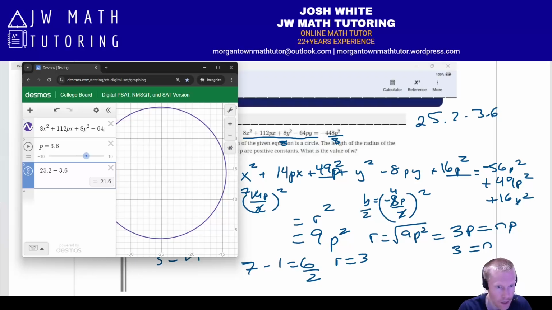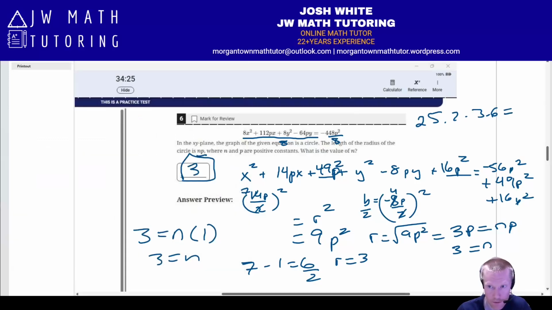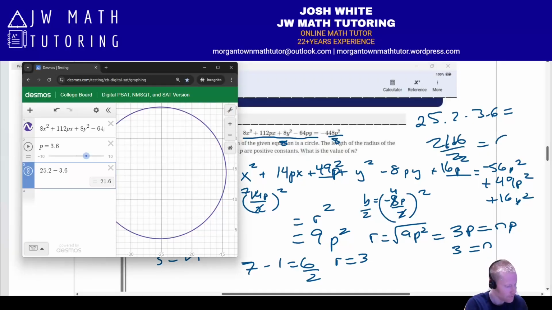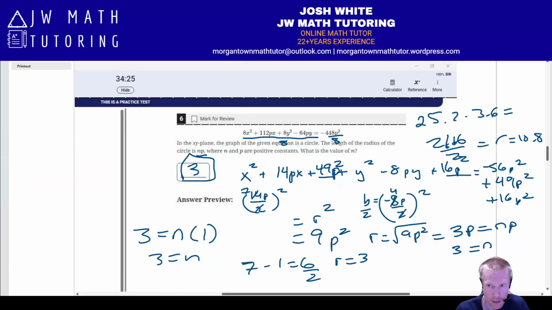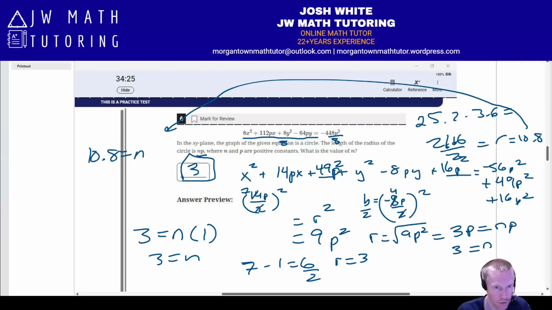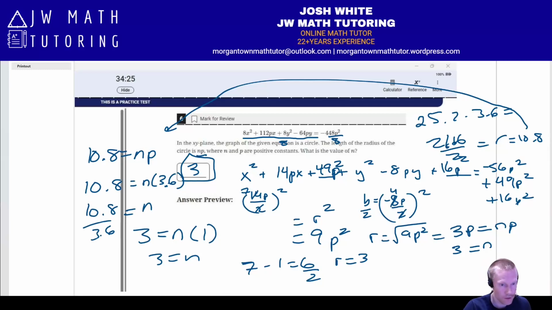21.6. Now, that is equal to the diameter. So I've got to divide that by 2 to get my radius. So I'll just cut that in half. 10.8. Okay, so my radius is 10.8. Let me just jump over here. And again, from the problem, I know my radius is equal to n times p. Well, 10.8 is equal to n times 3.6. So my n value has to be whatever 10.8 divided by 3.6 is. So let's just do that.